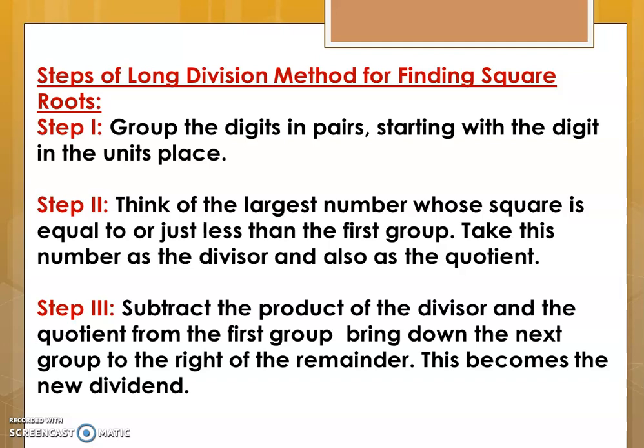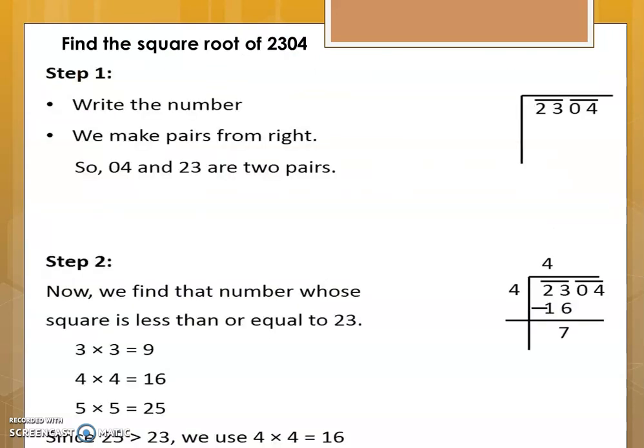So now you will consider the first group of numbers and think of the perfect square number that comes to your mind. Like in our example, the first group is 23. So you will think of a perfect square number that is closest to 23. It can be either less than or equal to 23. It should not be more than 23. You have already learned the perfect square numbers till 20, so you can easily say that 16 is the nearest perfect square to it.